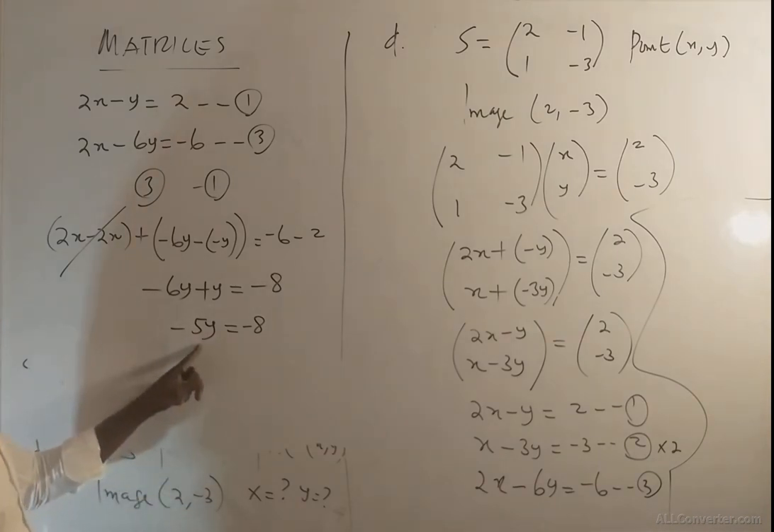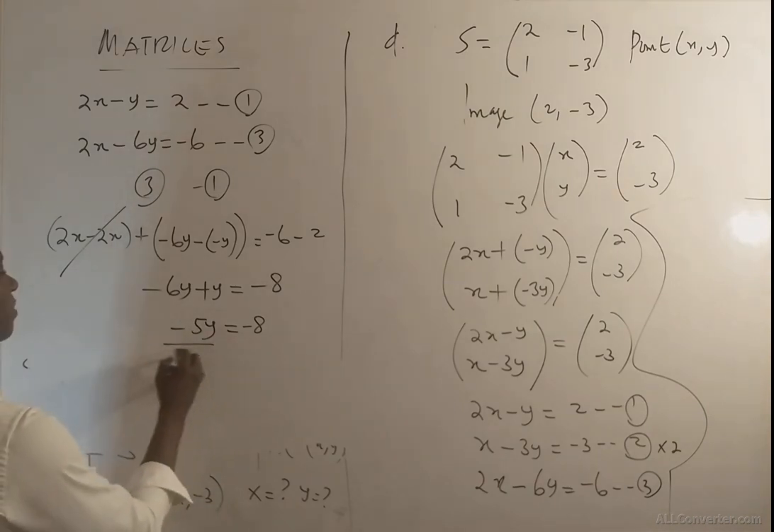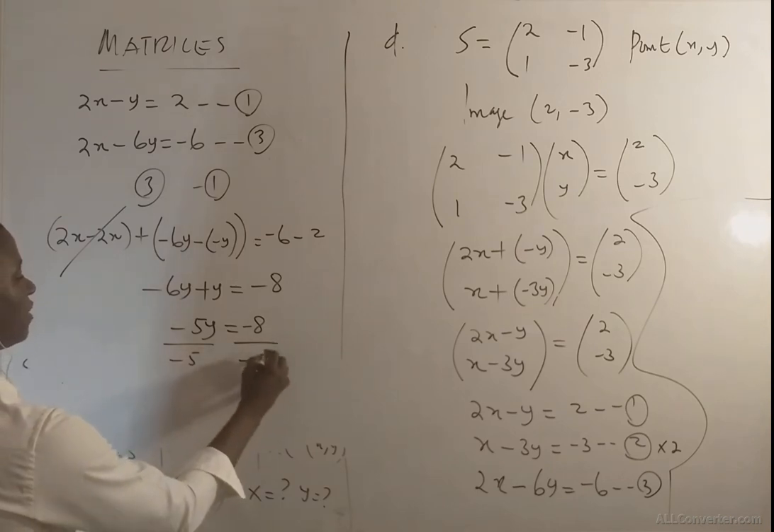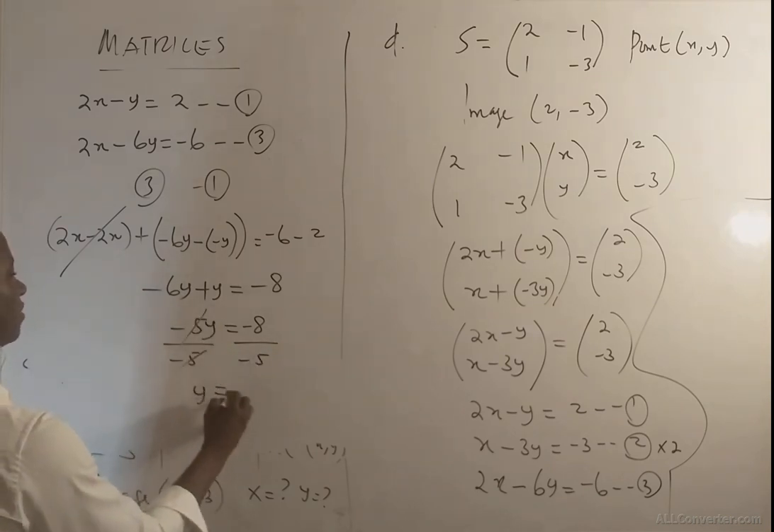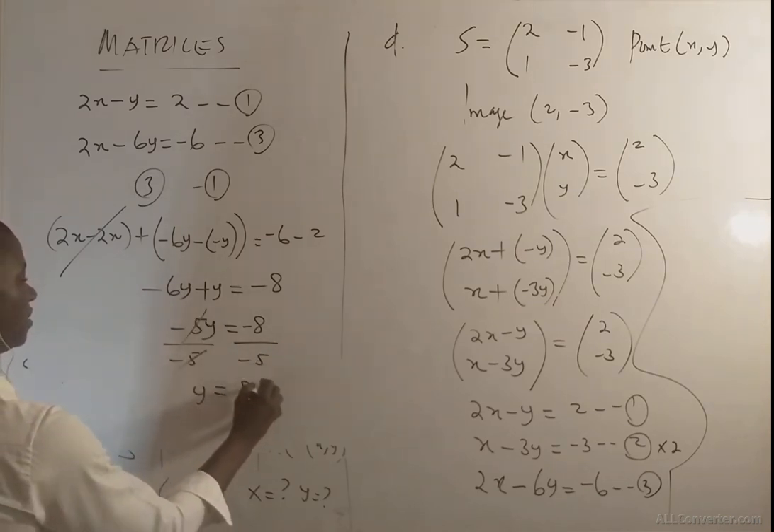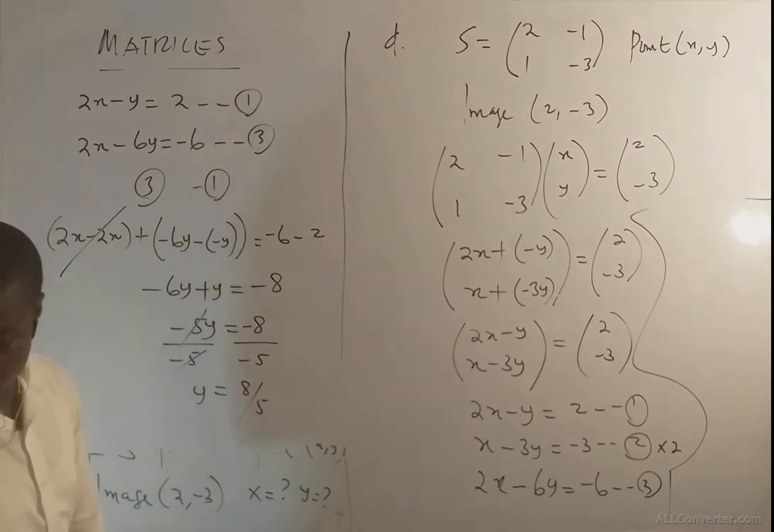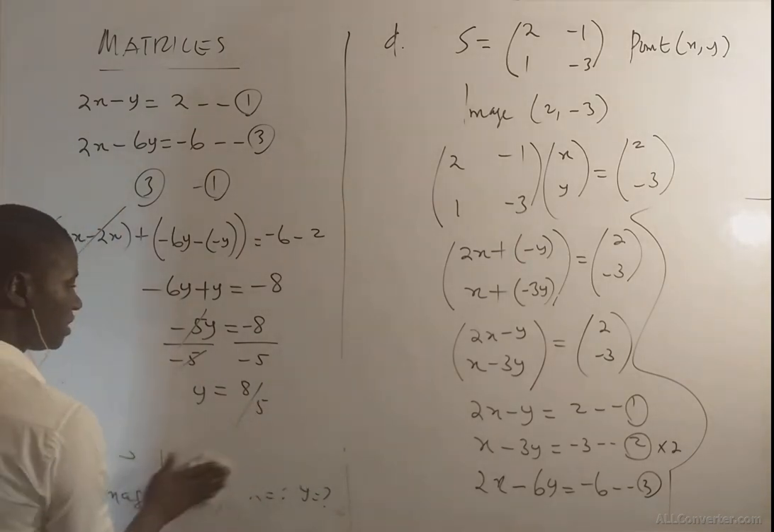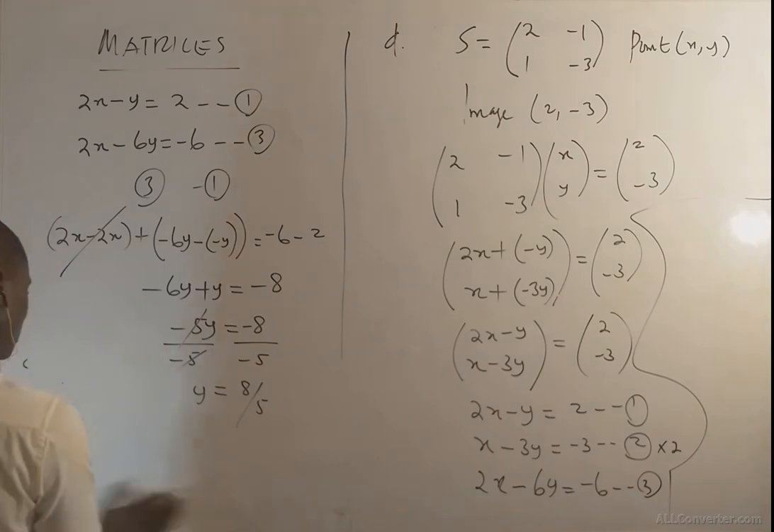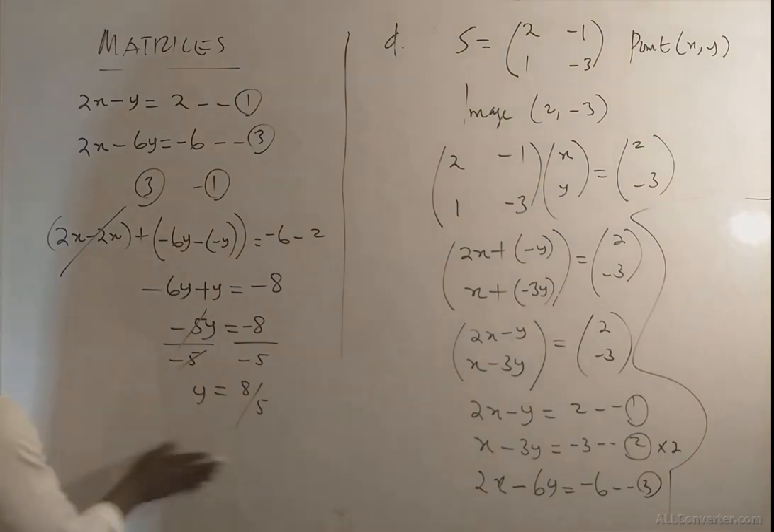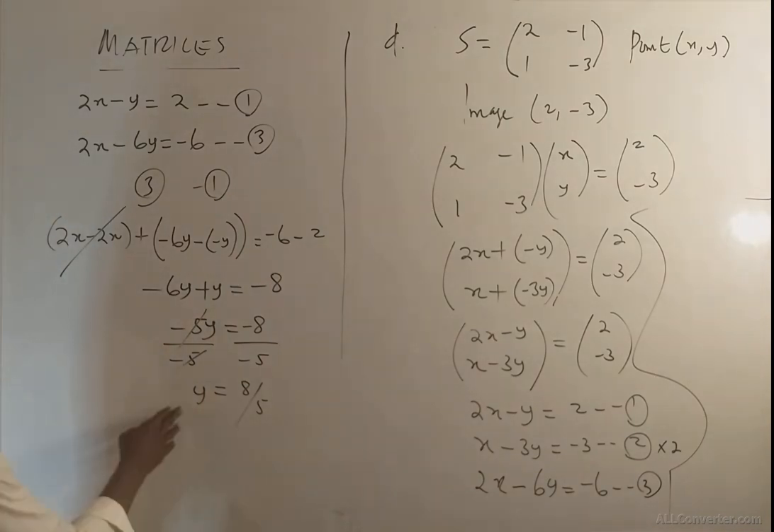Take note that we are making y the subject. So we divide here by minus 5, and this is gone. And y will give us 8 on 5. The negatives will cancel themselves, so we are left with 8 on 5. That is the value of y.